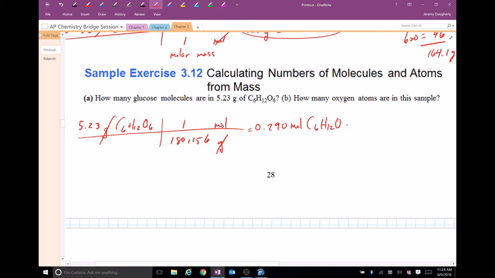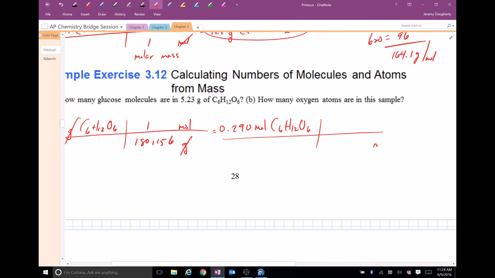And now I want to convert from mole to molecule because I know how many molecules are in a mole. Mole goes on bottom, molecule goes on top, and it's 6.022 times 10 to the 23rd molecules in every 1 mole. Oh, sorry, I wrote this down wrong. It's 0.0290.